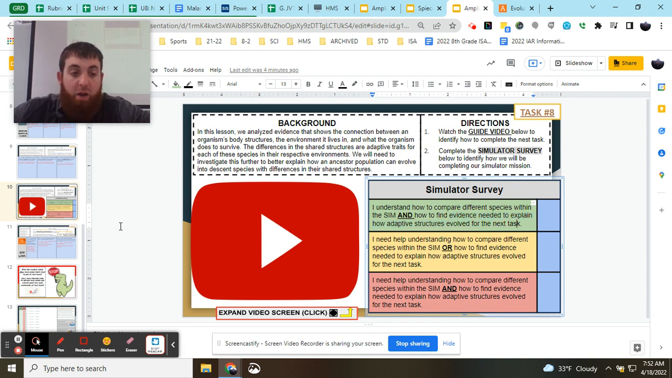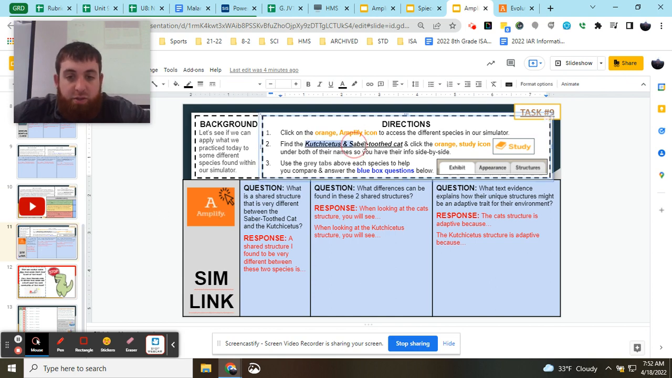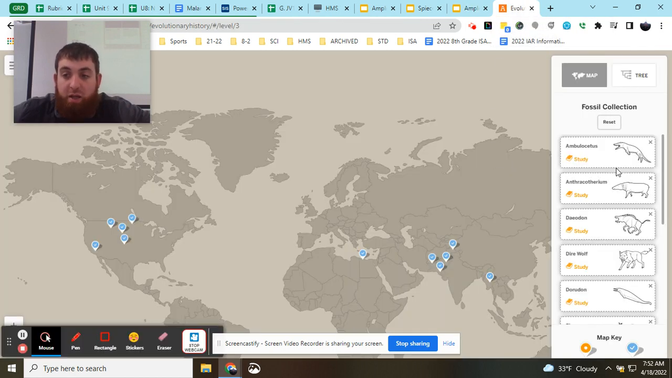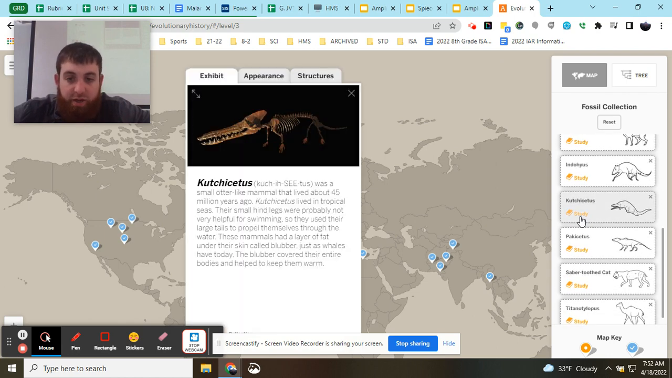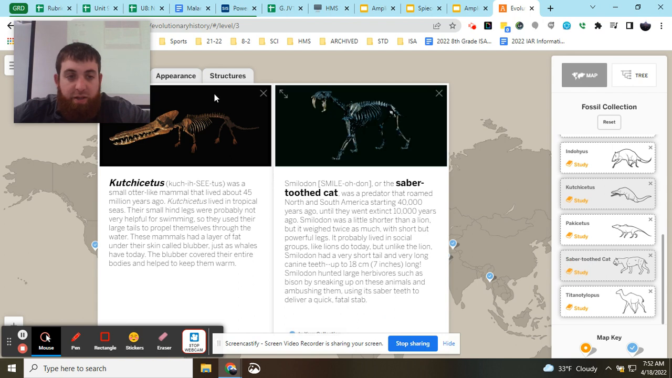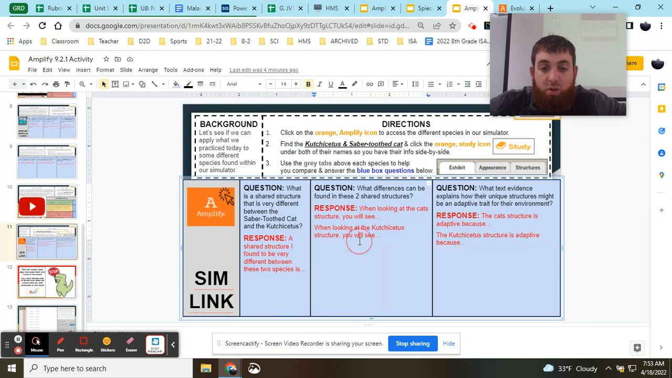So let's go ahead and take a look at how we're going to do that. You're going to start by clicking on the link here, and you're going to be looking to find these two species here, and we're going to be clicking the study icon to compare them. So when you get into here, you're going to go to the right-hand side, and you're going to find this species right here and this species right here. And you're going to use this comparative set of evidence to help you answer these questions.